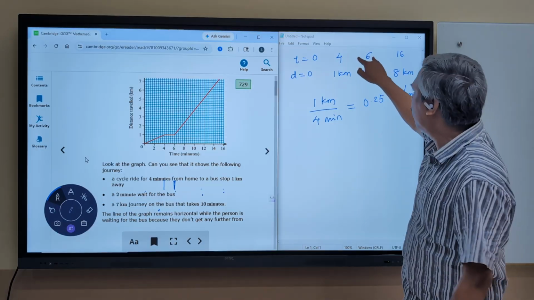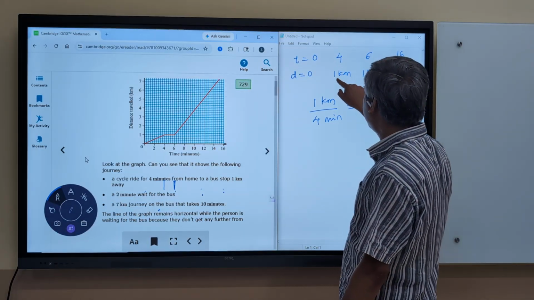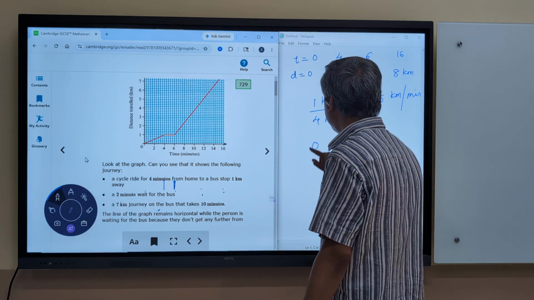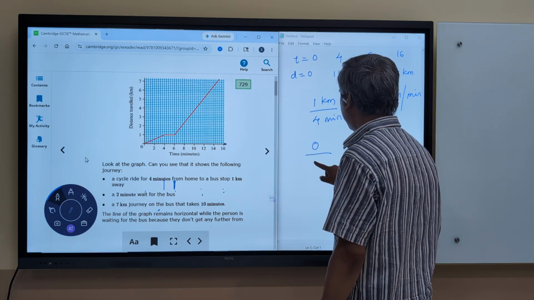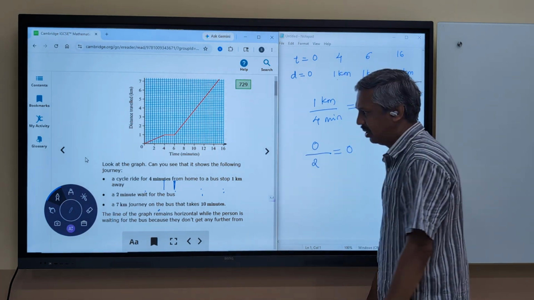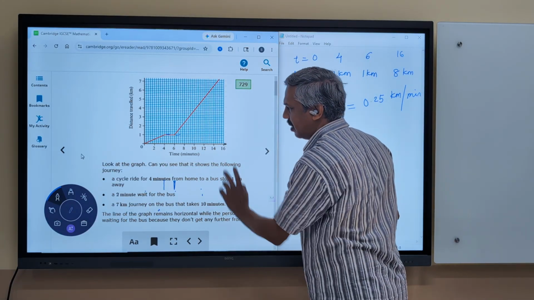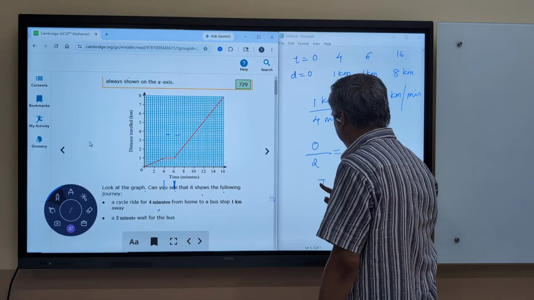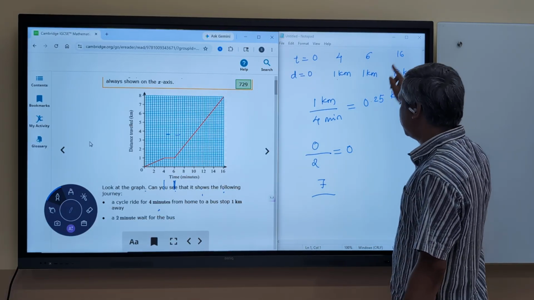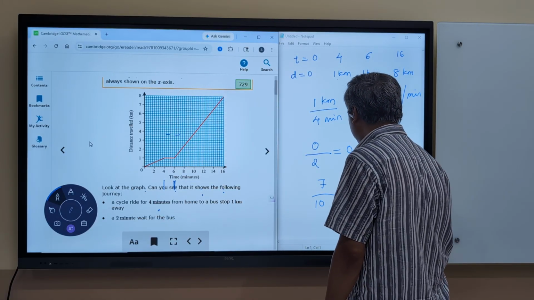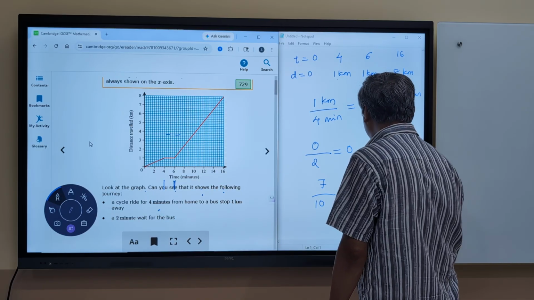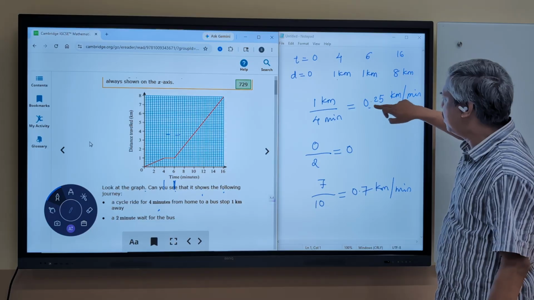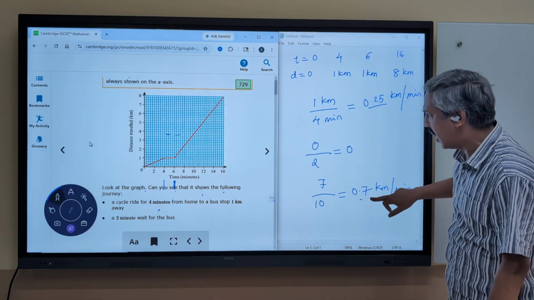In the second part of the journey, the distance is the same, 1 kilometer to 1 kilometer, so it is not moving at all. So the distance is 0 divided by 2 minutes. So this speed is 0 here. And then we get the speed from 1 to 8, that is 7 kilometers, in time 6 to 16, that is 10 minutes. So this is 0.7 kilometer per minute. Now if you compare, the first speed is 0.25, the second speed is much higher.